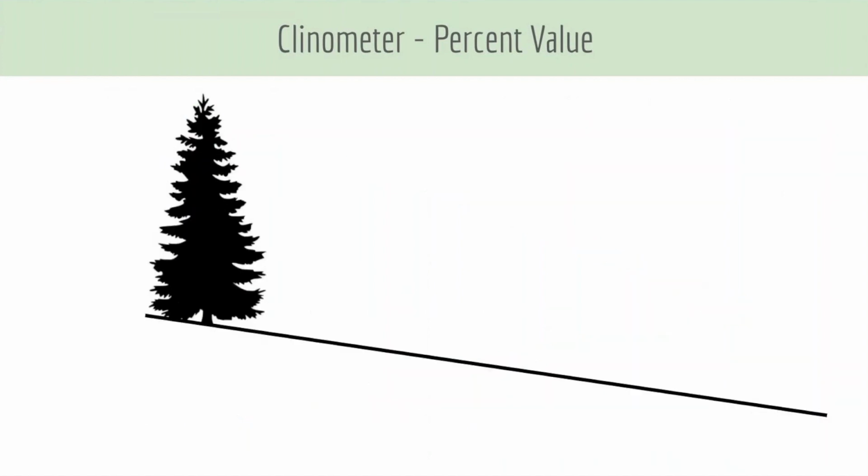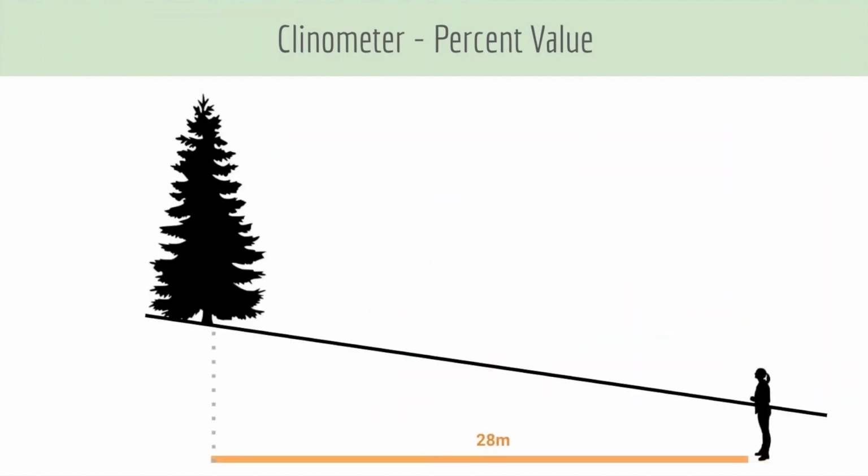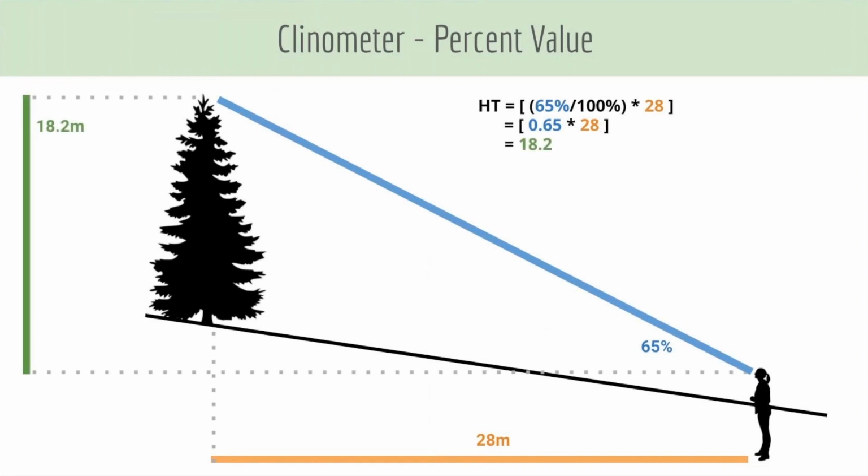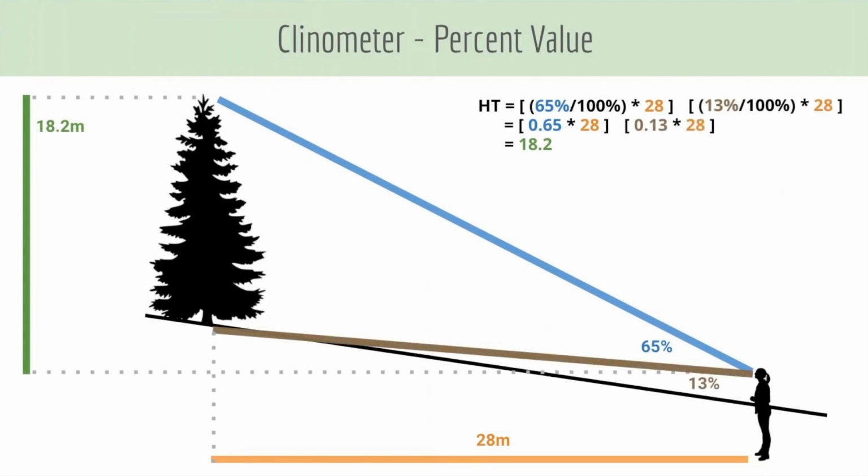What about this scenario? You've walked back 28 meters, and looking at the top, you get a reading of 65%. That gives you a value of 18.2. So now you look at the base of the tree, which gives you 13%. The value there would be 3.6. Now do you add or subtract? You would subtract. And so the height of the tree would be 14.6 meters tall.